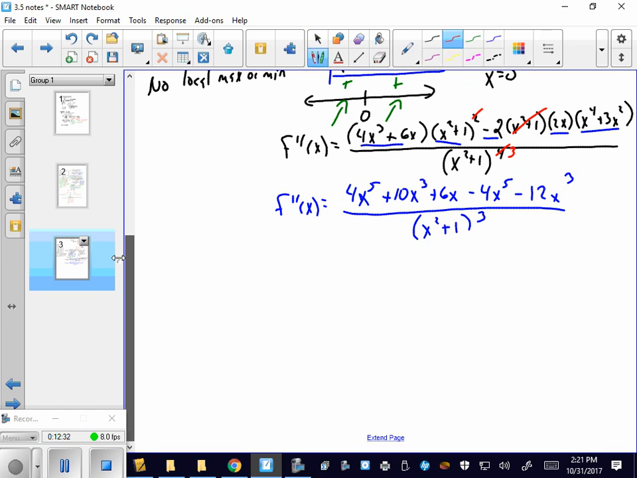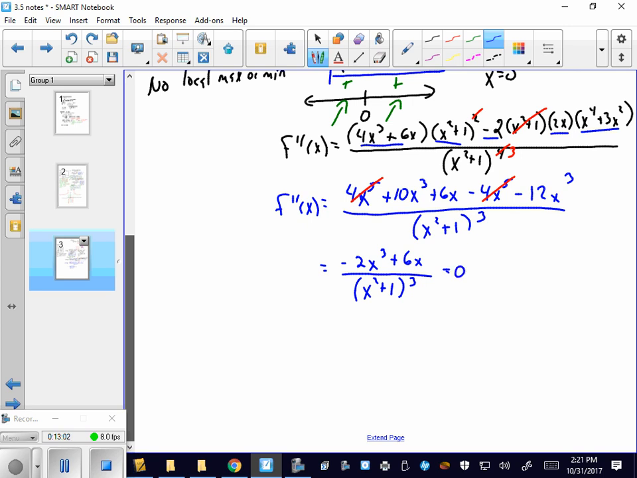So one of the nice things is I see the 4x to the fifth, and that 4x to the fifth are going to go away. I can combine the x cubed terms, so I'm going to get, what is that going to be, minus 2x cubed plus 6x on top over x squared plus 1 cubed. And again, we're looking for where this is equal to 0. It's much easier to deal with now.